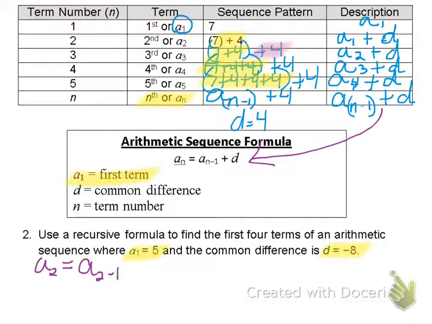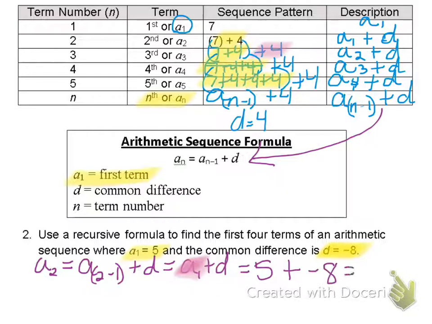A2 minus 1 plus D, which is A1 plus D, and A1 is 5, so we're going to fill in 5, plus D, which is -8 over here. So 5 plus -8, and that equals -3. So that's the second term.